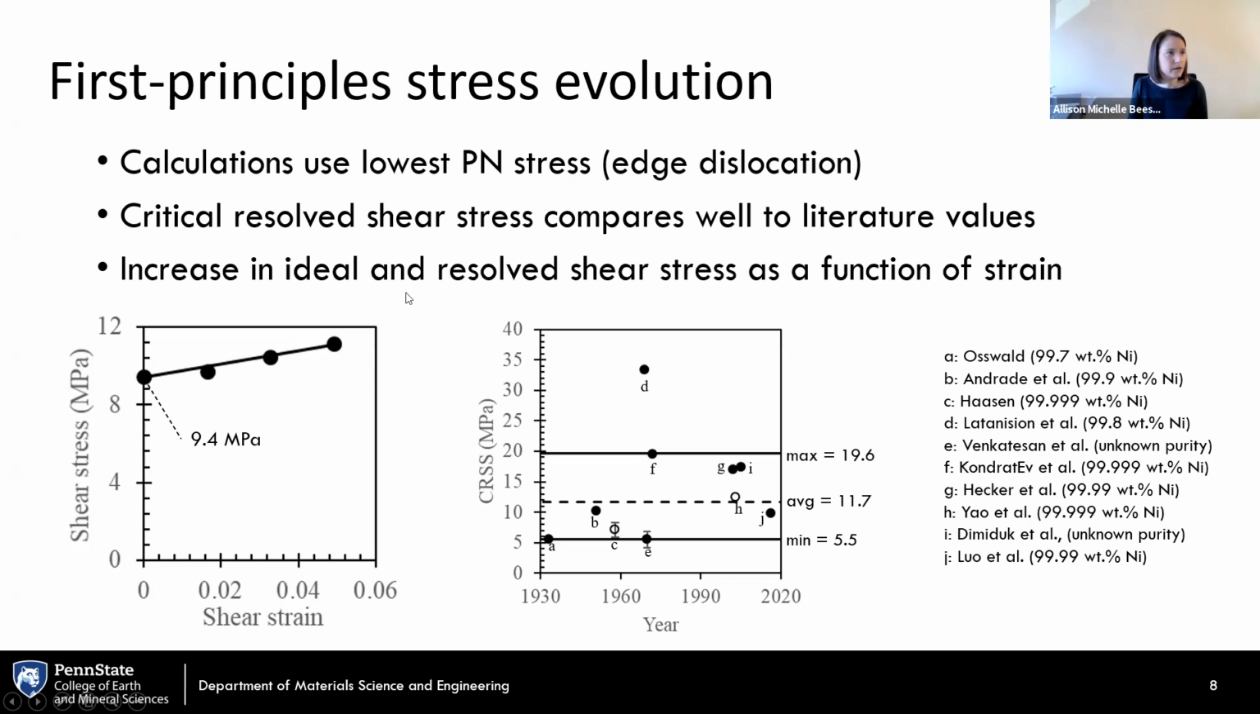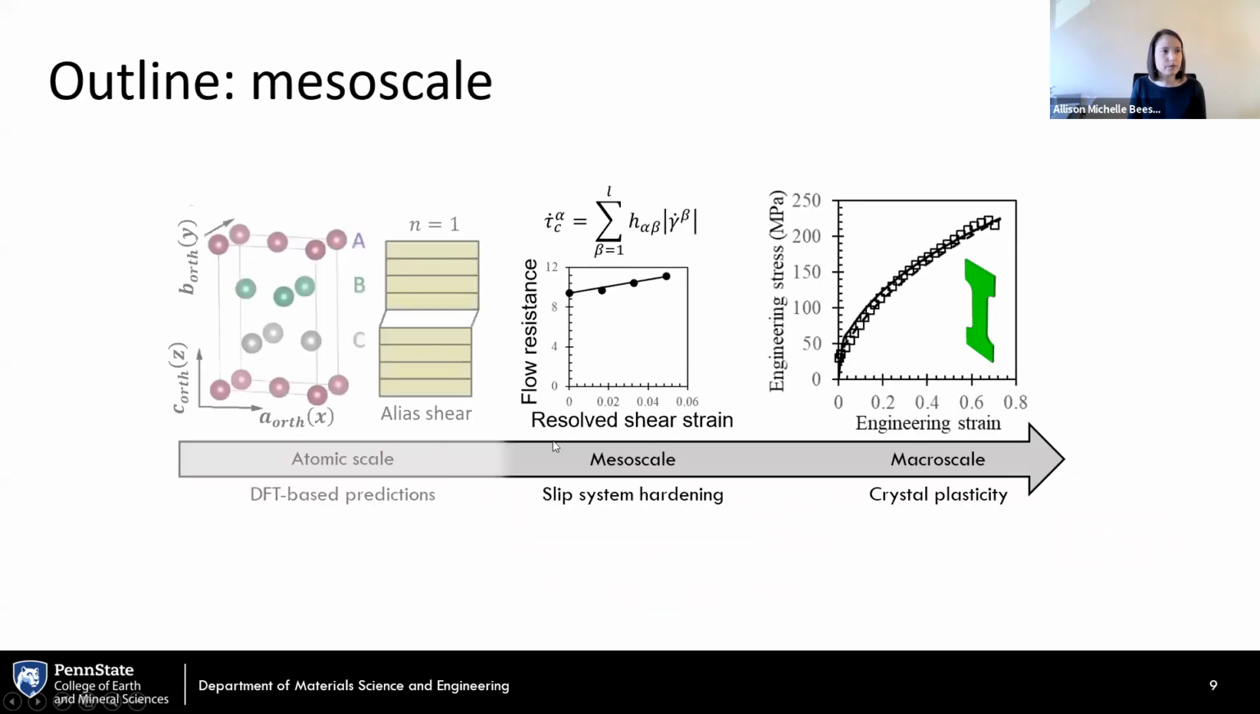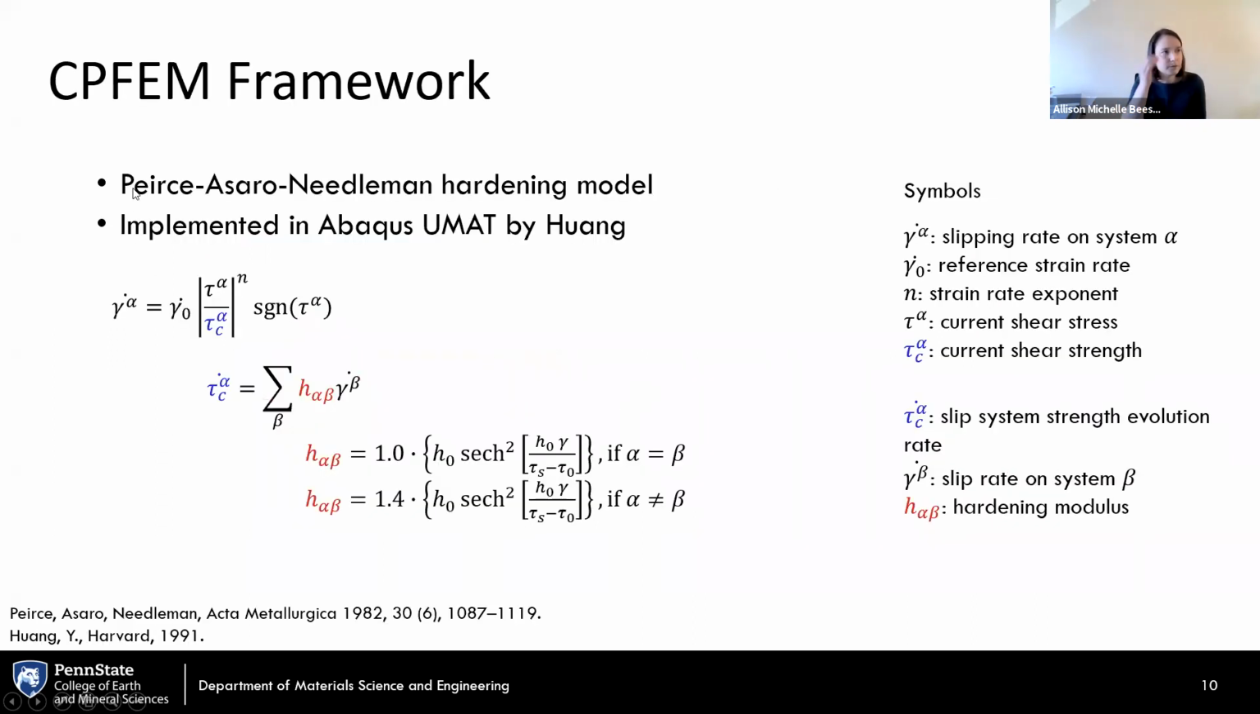Okay, so the ideal resolved shear stress increases as a function of strain. This is what we can get from our DFT-based calculation, along with the elastic constants. And then we want to relate this figure on the left to say, okay, can we describe how the particular slip system is strain hardening? So we need to adopt a model that describes our slip system hardening rate. What we adopted was this Pierce-Asaro-Needleman hardening model, which was implemented in an Abaqus UMAT by Huang, which is publicly available. This is the framework for crystal plasticity.